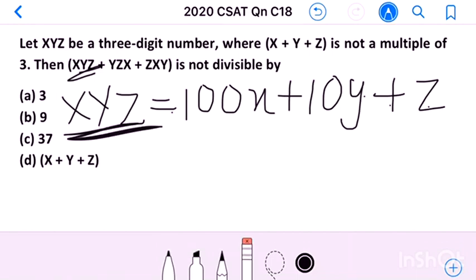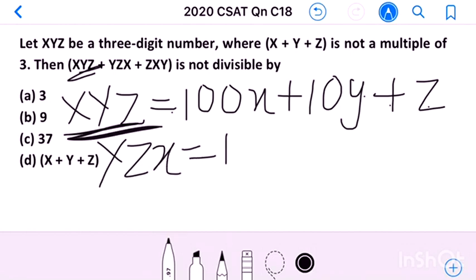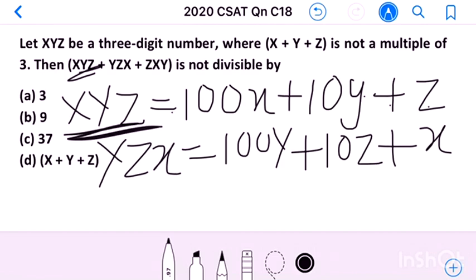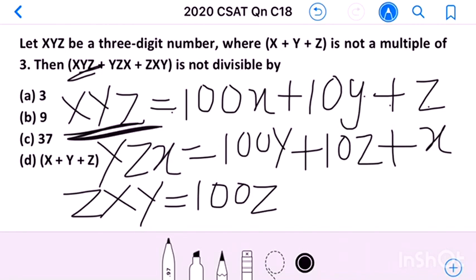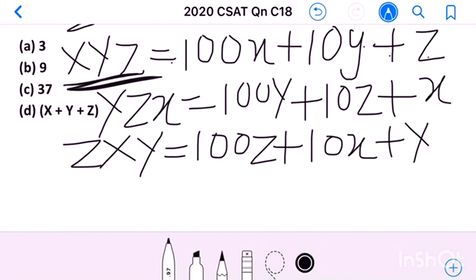Then yzx equal to 100y plus 10z plus x. And zxy equal to 100z plus 10x plus y.